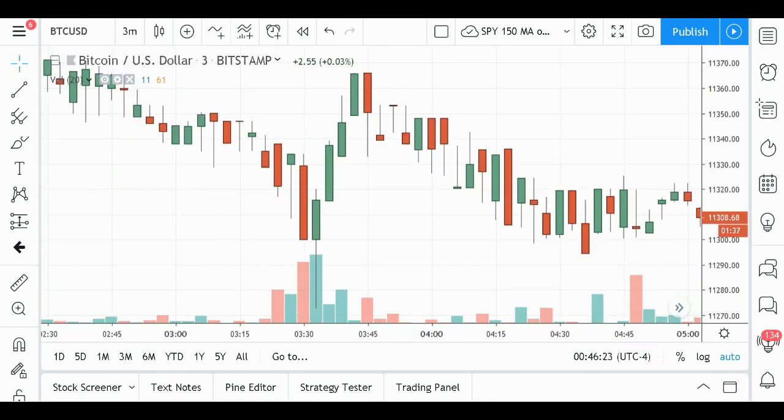And I promised a cryptocurrency. Can you find the head fake? And this is Bitcoin against the US dollar, BTC USD, 3-minute candlestick chart. I hope you found it. There it is, okay? Yeah, the price action was going down.